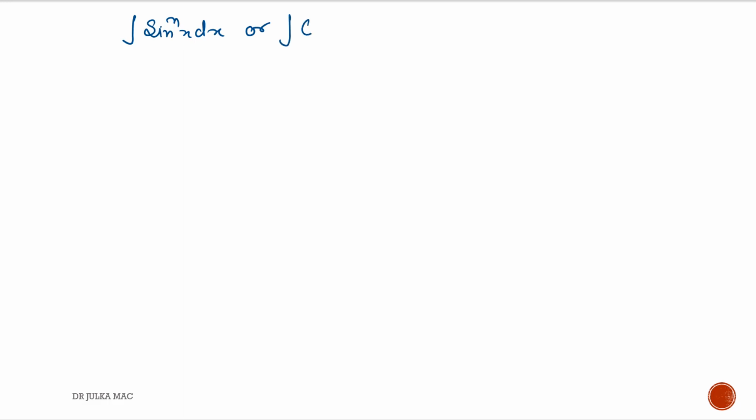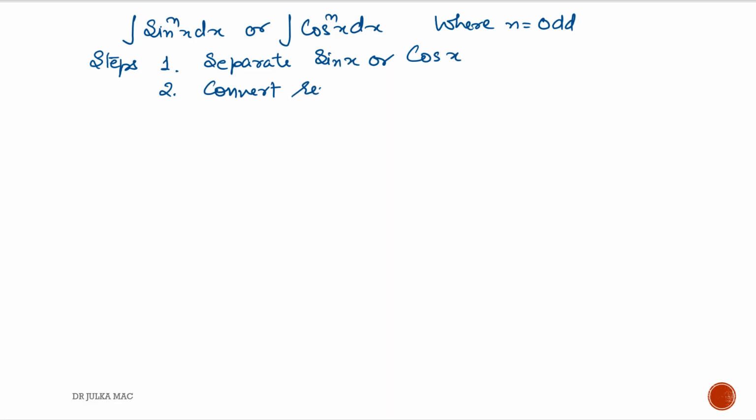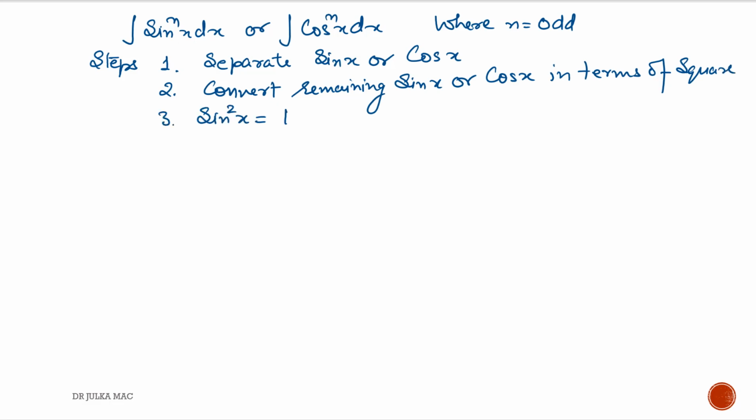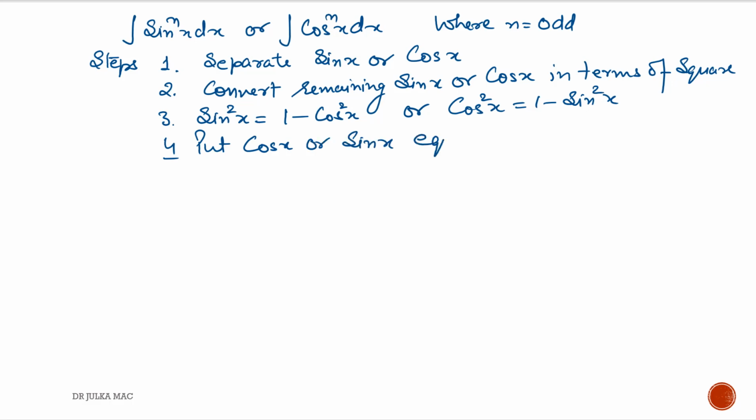Next point, whenever we have sin x whole raised to the power n or cos x whole raised to the power n, where n is odd. Here we talk about odd power of sin x and cos x. First, we separate one sin x or cos x. Then we convert the remaining into terms of square. If we have sin square x, we convert into 1 minus cos square x. If we have cos square x, we convert into 1 minus sin square x. Put cos x or sin x equals to t having even power. I will explain with the help of an example.